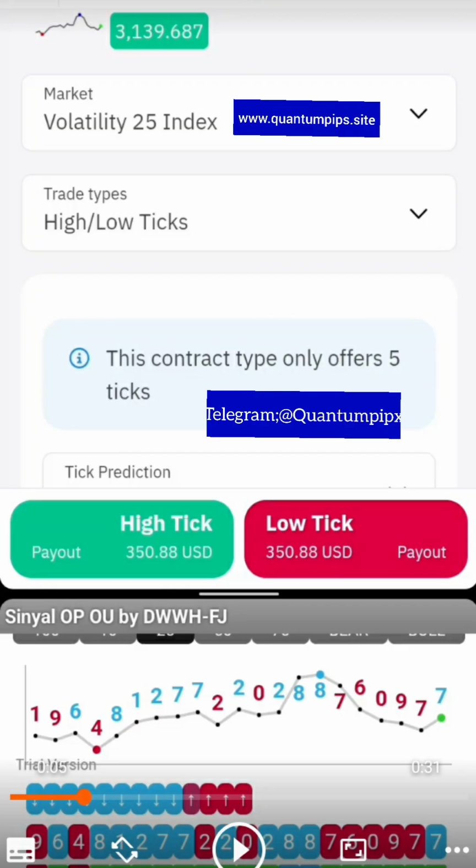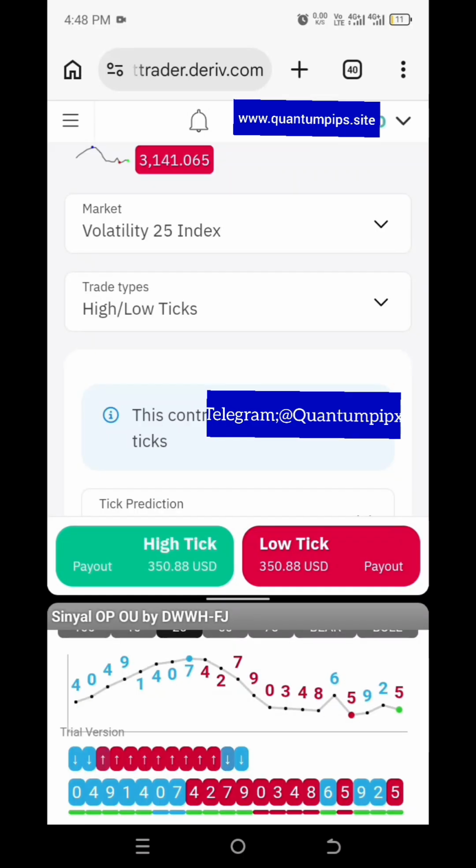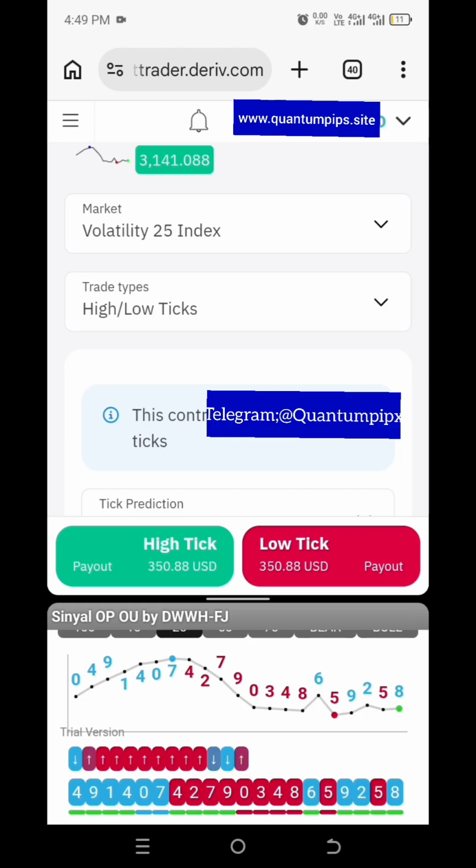You know, like I told you, if you're using the X and Y axis, it's easy for you to know exactly the direction of the digits. So the direction of the digit helps you to know exactly which trade to place and the direction that the market is going to, especially when you notice that the market is calm. So that is just how I trade high-low tick.